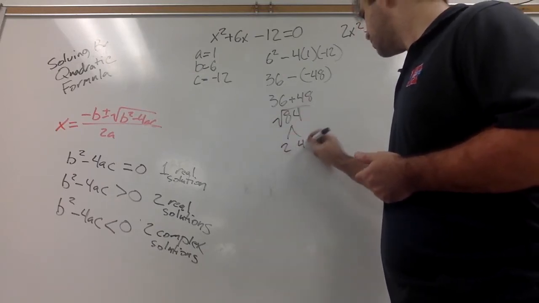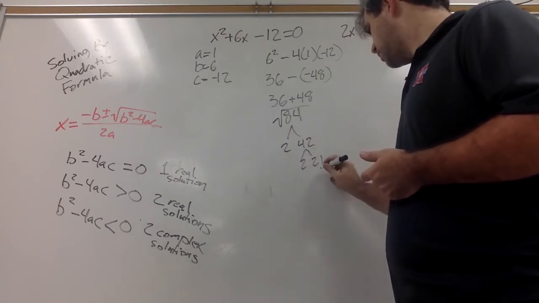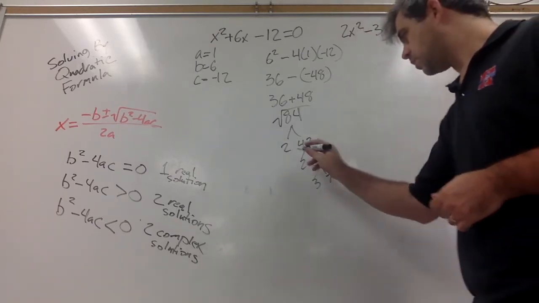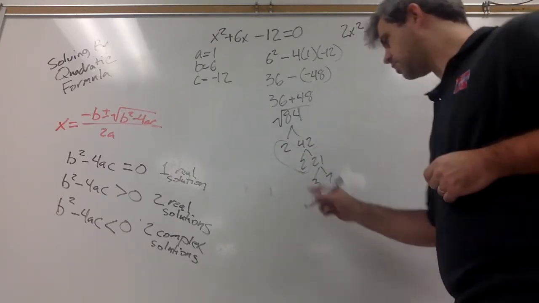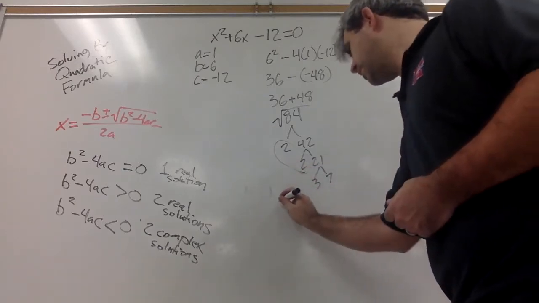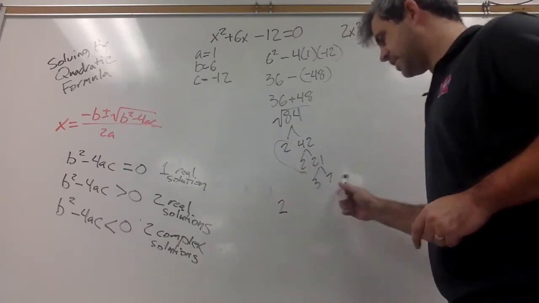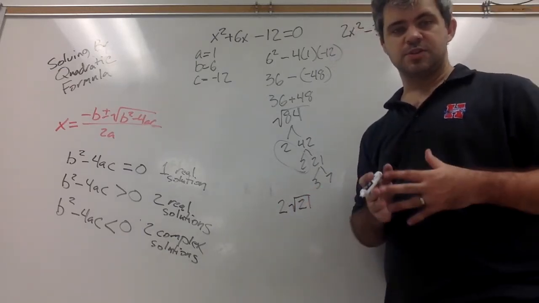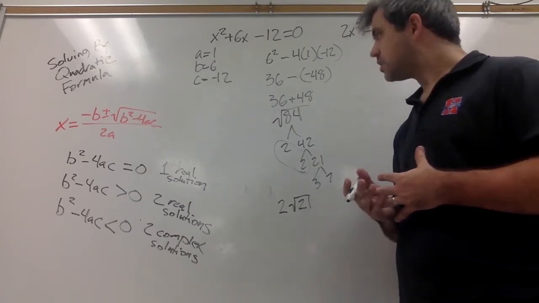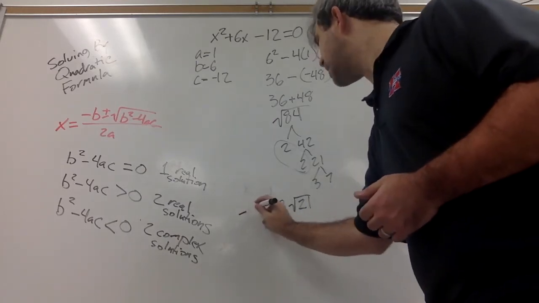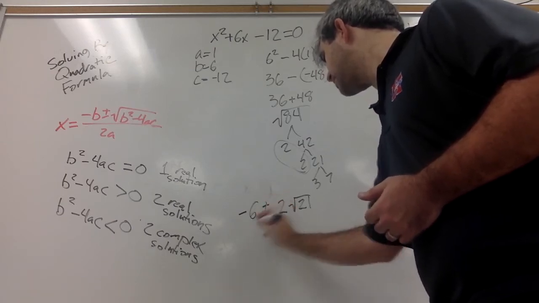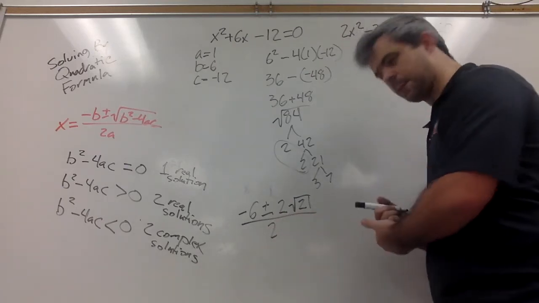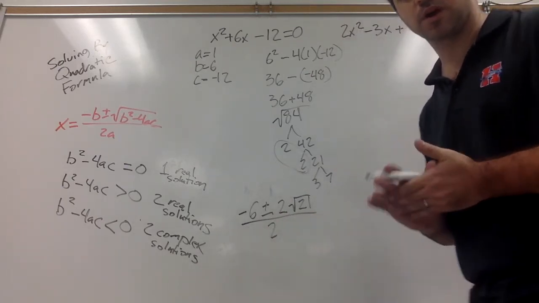So 2 and 42, 2 and 21, 3 and 7. Okay, so 2 squared, we take the square root, we get 2. 3 times 7 is 21. Now the good news is we did all of that, so now it's negative b plus or minus that, over 2 times 1. We did all of the hard work already.